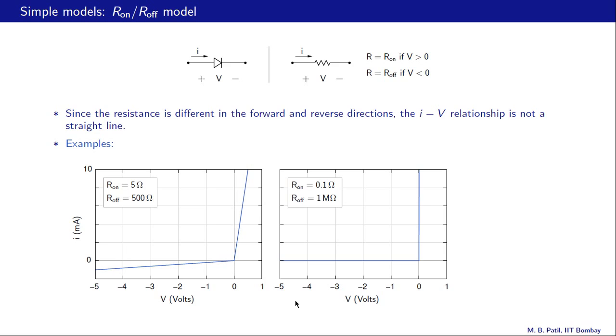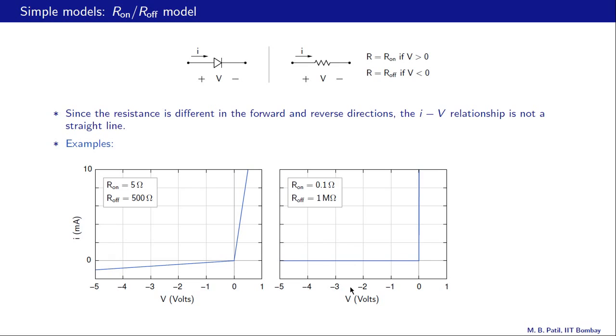Let us look at the second case now, where we have reduced R on to 0.1 ohm and increased R off to 1 meg. As a result of that, the slope in the forward bias region has increased as compared to this one here, and the slope in the reverse bias region has decreased as compared to this one here.